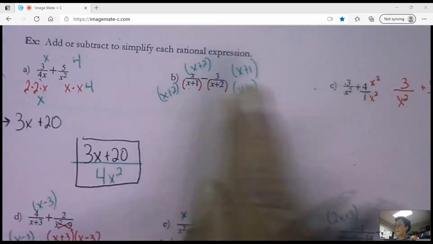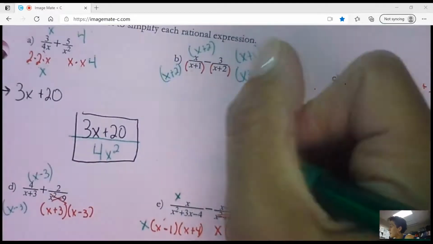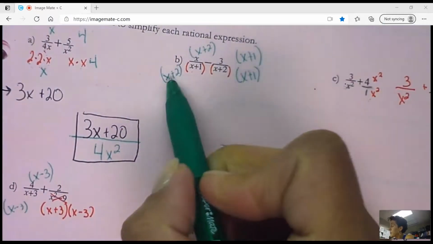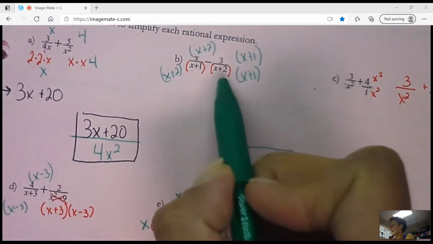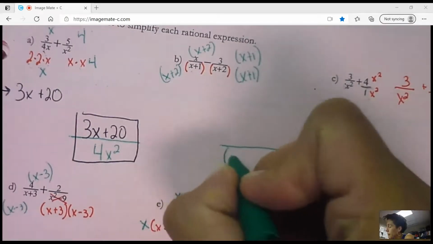When I go to this problem, again, I already got that final denominator. It's x plus 2 and x plus 1. Or I could look at here, x plus 2 and x plus 1. So I'm just going to write it, bring it along.